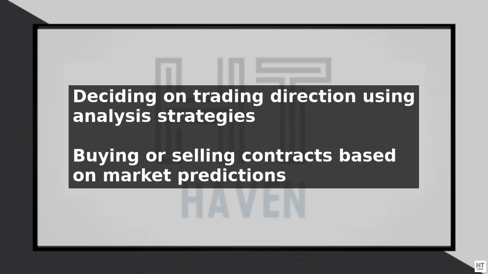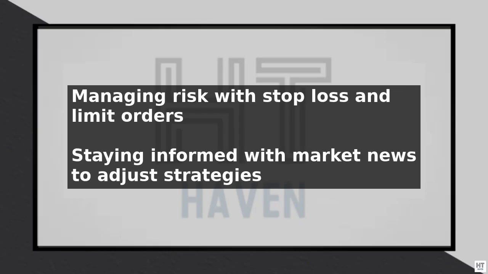To manage your risk, you should set stop-loss orders and limit orders. A stop-loss order will automatically sell your contract if it falls below a certain price, and a limit order will automatically buy or sell a contract at a certain price.